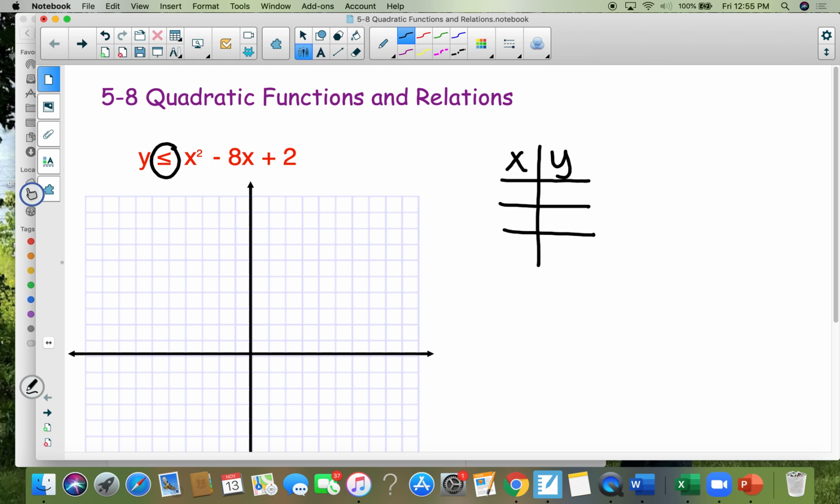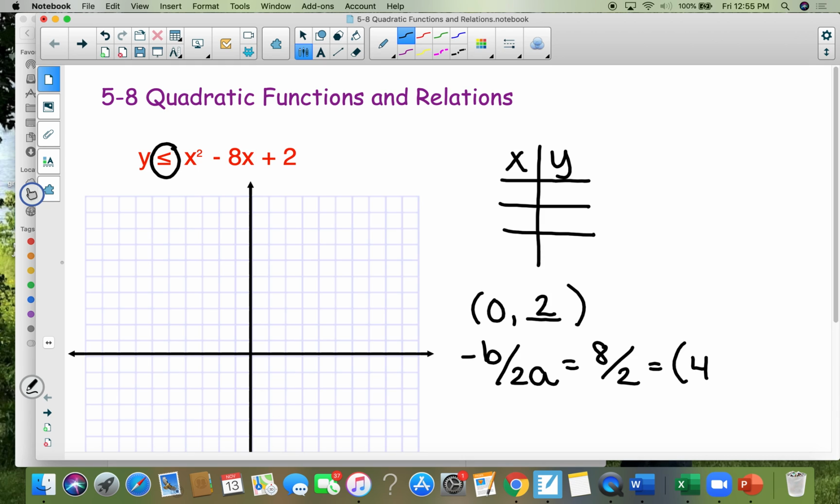Remember, 1 point is, we're gonna put it down here, 0, comma, something. If you plug a 0 in for x, you get a positive 2. The other point we're going to use is called the vertex, which is a negative b over 2a. A negative b is the opposite of a negative 8, which is 8. And a is 1, so 2a is 2. So you get 4. And then you're going to put 4 here and 4 here.